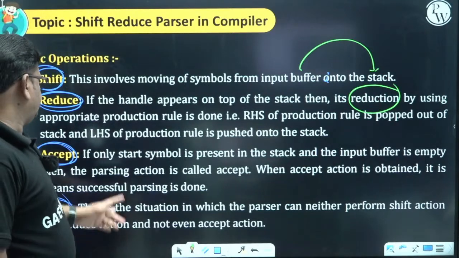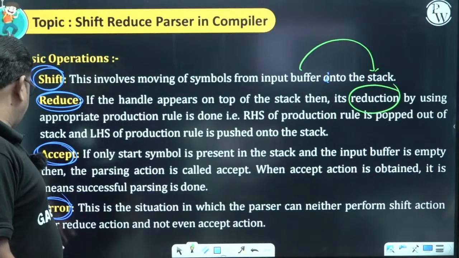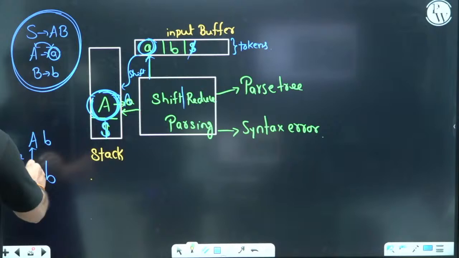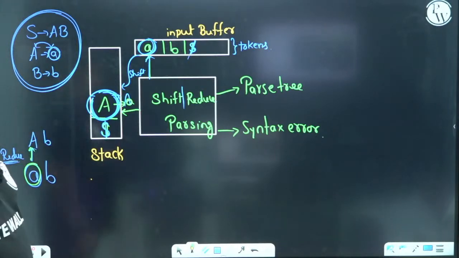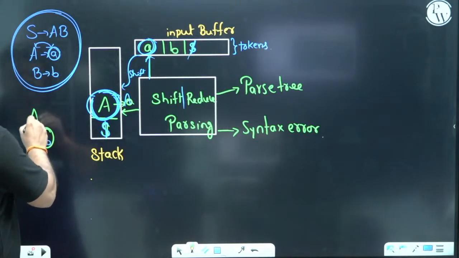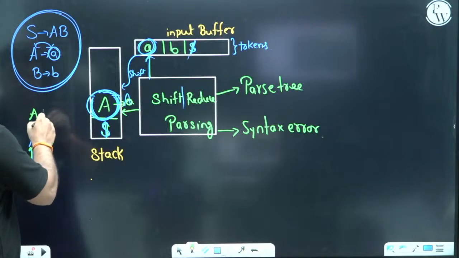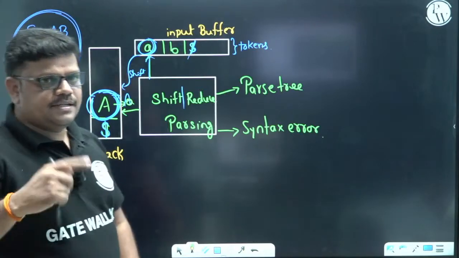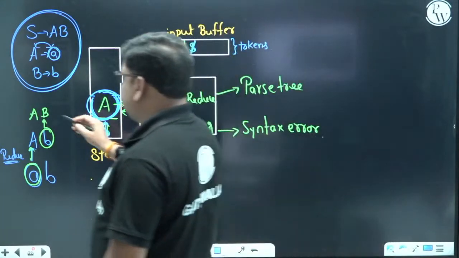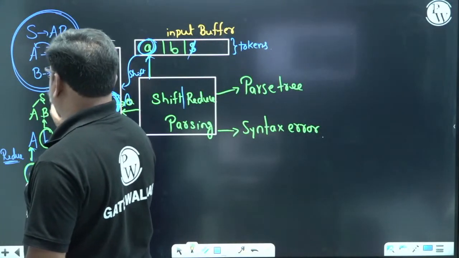Accept. Now understood the meaning of reduce? Reduce is very simple. Whenever we have a handle, replace it by the non-terminal. Next we have a handle here, B. This is replaced by reduce. Shift, reduce. These are the terminologies we have to use.